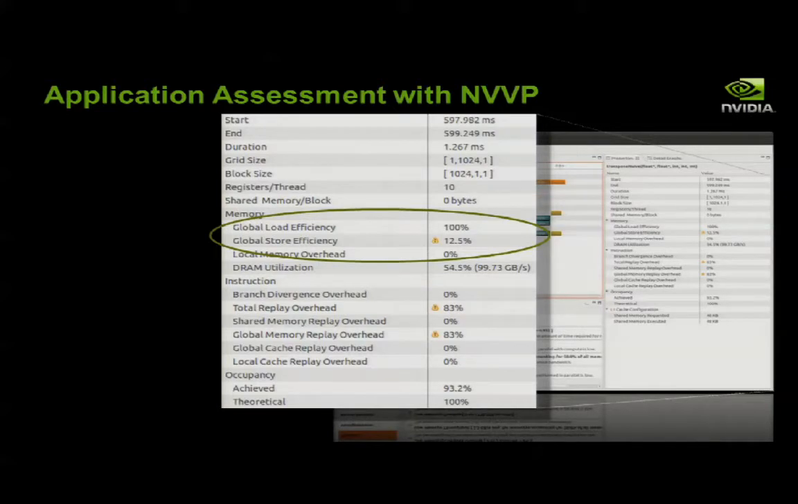So while we have perfect load efficiency, so we load only as much data from the GPU memory to the streaming multiprocessors as we need, we only use about 1/8 of the data that we store. We are not as efficient in storing data as we could be. We need to spend 8 times as much time to store data as we should.